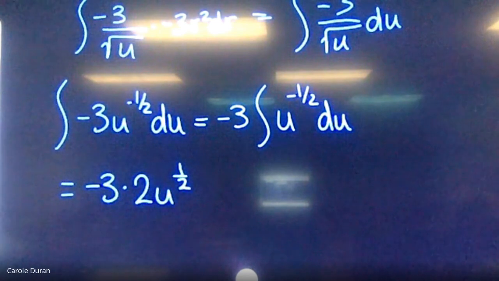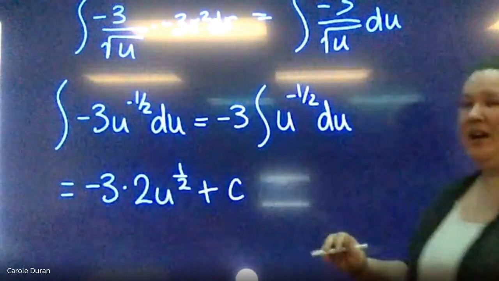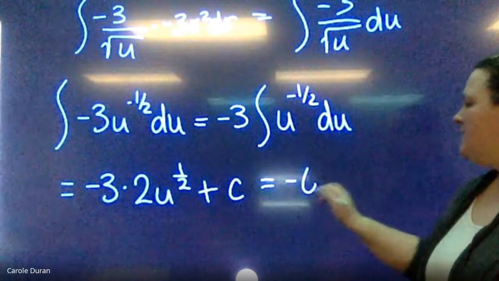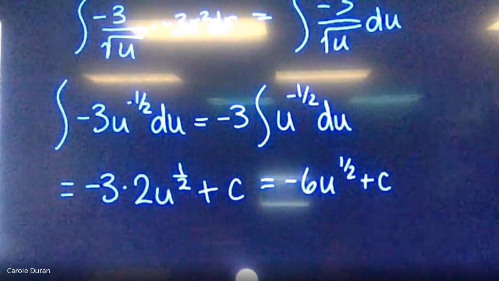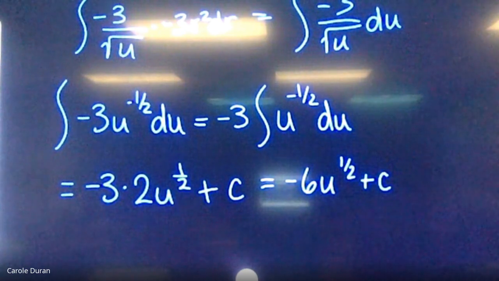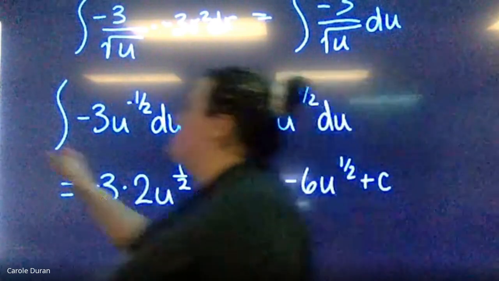Of course, I can multiply that negative 3 in. And don't forget it has a plus c on it. So this becomes negative 6u to the 1/2 plus c. And then I replace my u with the 1 minus r cubed that it was originally. You could also go ahead and rewrite that as a radical instead of a rational exponent if you so choose.